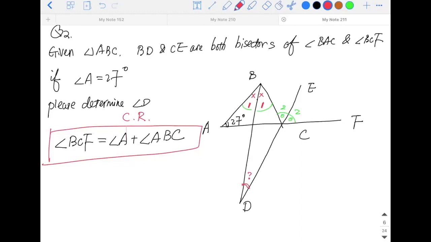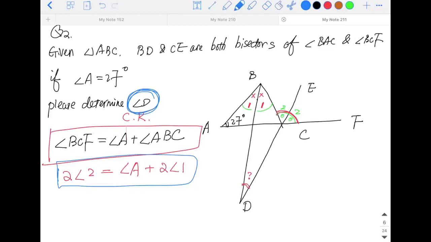Okay, now you know that BCF is actually a bisector, so it has two angles. So I can say 2 angle 2, right? Angle A, I put it here, 27 degrees. And ABC is actually 2 angle 1. Is that right? Now I find the relationship for angle A, angle 1, and angle 2. But the question never asked me for angle A, angle 1, or angle 2. The question asked me for the angle D.